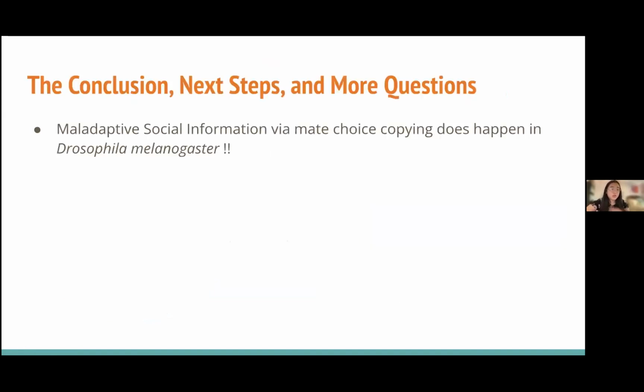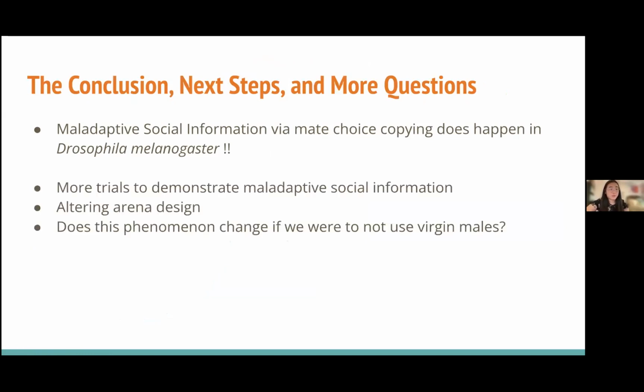And so to conclude, maladaptive social information in Drosophila melanogaster actually does exist. I think that's a really cool finding because we're actually seeing how really bad information can still be copied. Obviously, we need to do more trials to demonstrate this maladaptive social information and altering the arena design, because sometimes it's kind of hard to see the flies and sometimes they just don't want to mate.